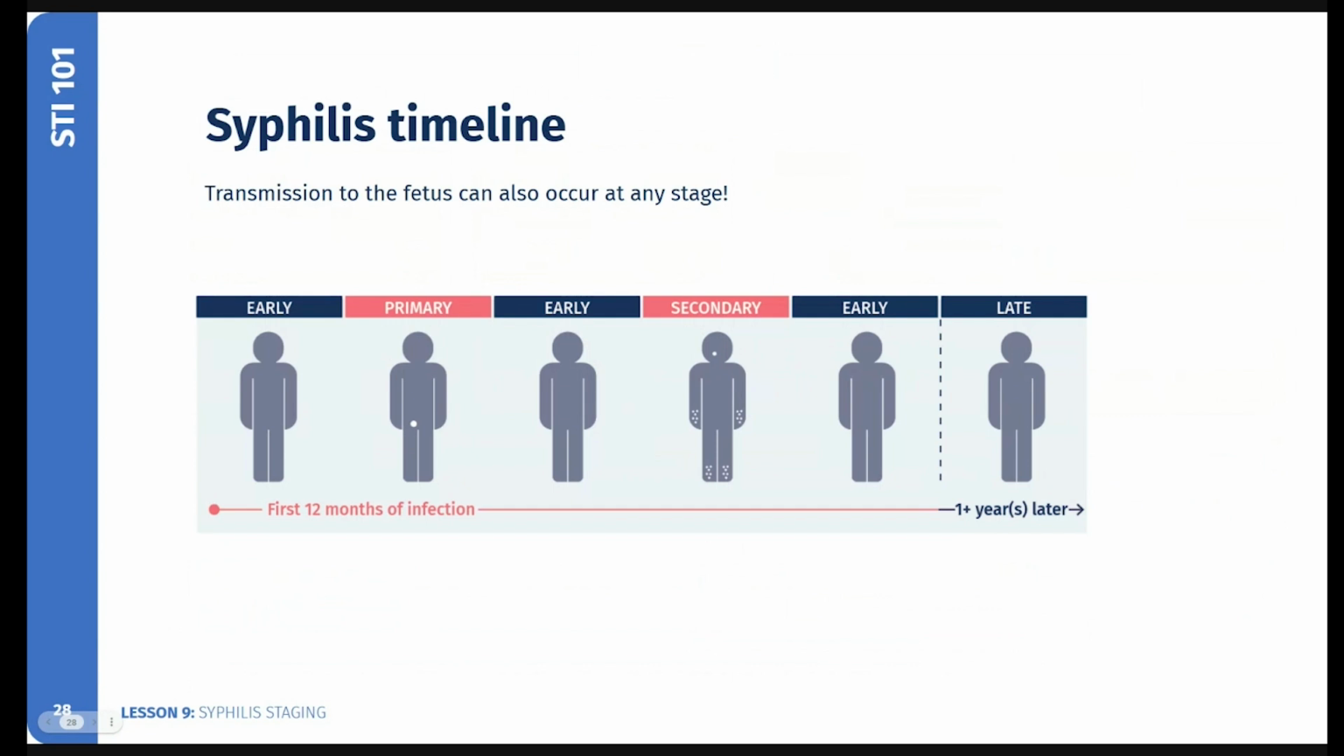Not only can neuro-ocular and otic manifestations appear at any stage, but pregnant persons can pass syphilis onto their developing fetus at any stage. When we are talking about primary and secondary syphilis transmission, we are very intentional about saying that transmission to sex partners can only occur in the primary and secondary stages. With perinatal transmission, it can happen at any stage, but the most severe health outcomes occur if a mother is infected immediately before or during pregnancy.